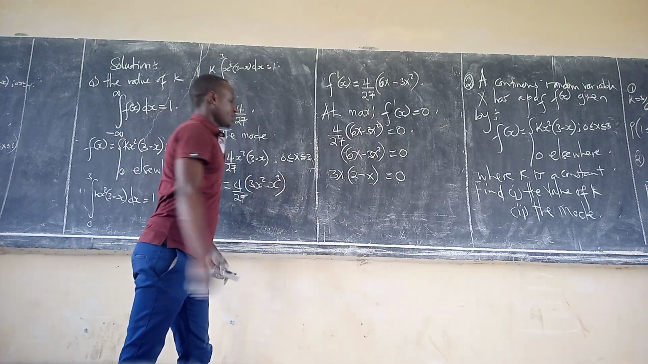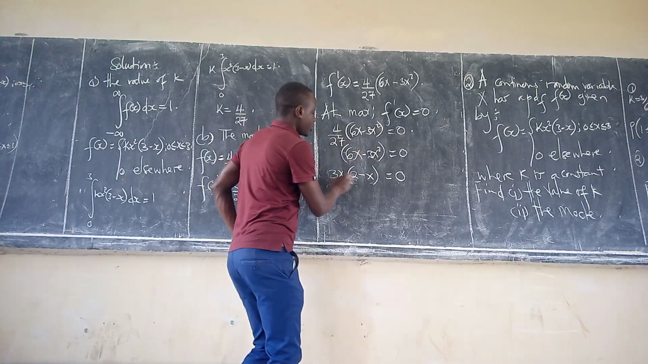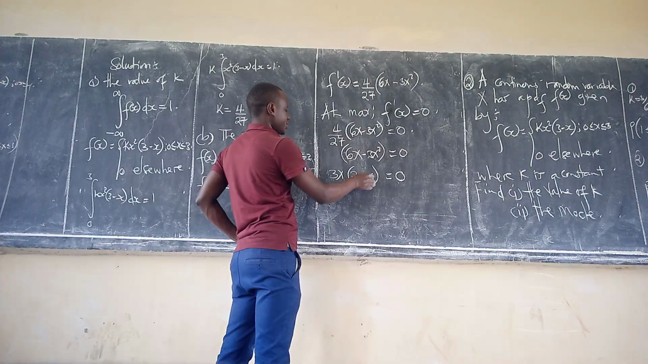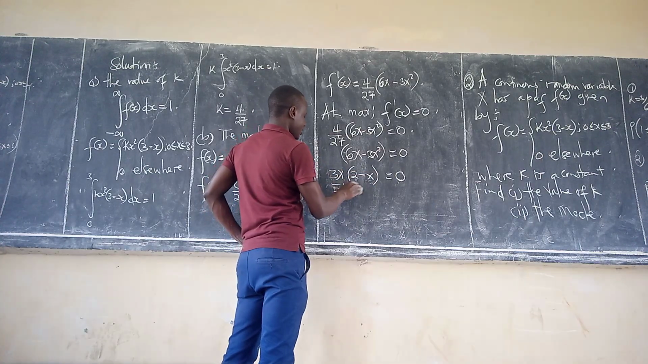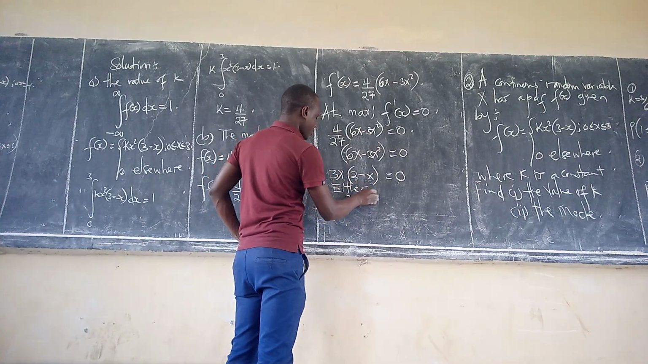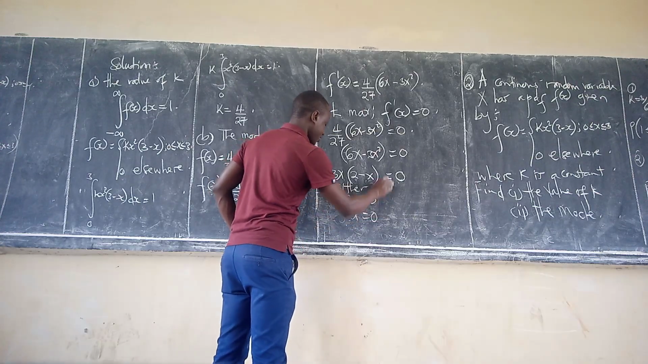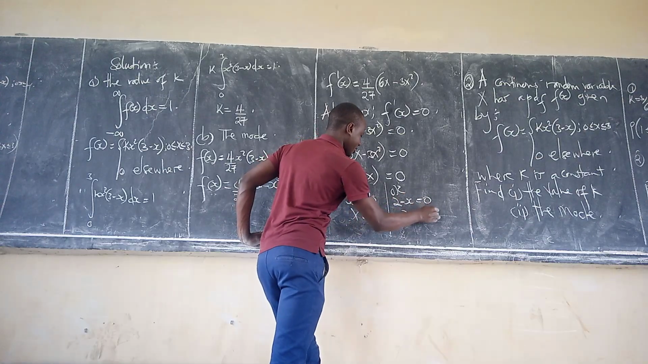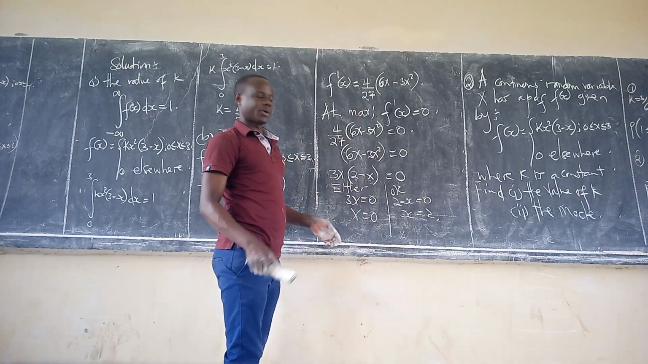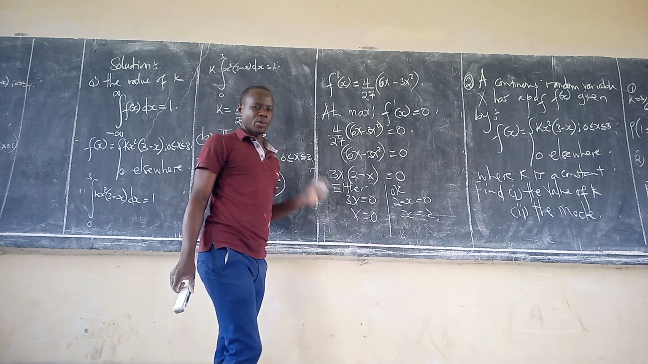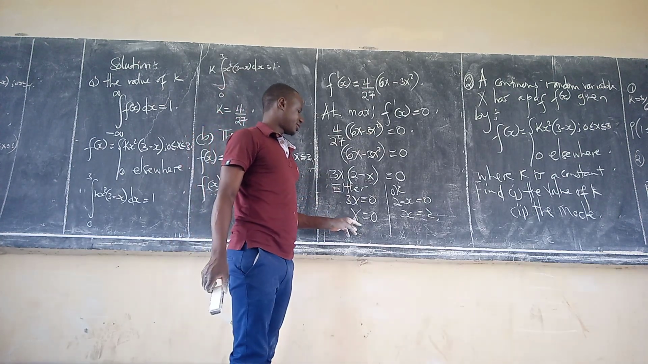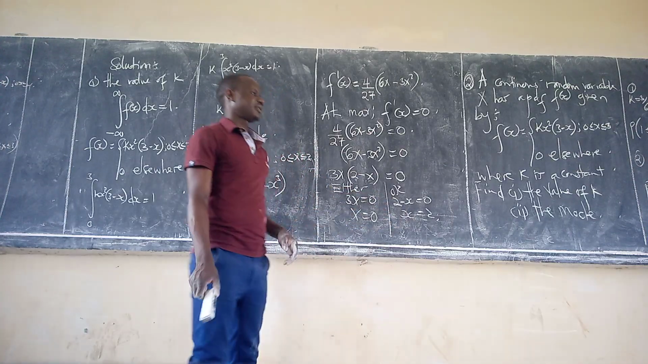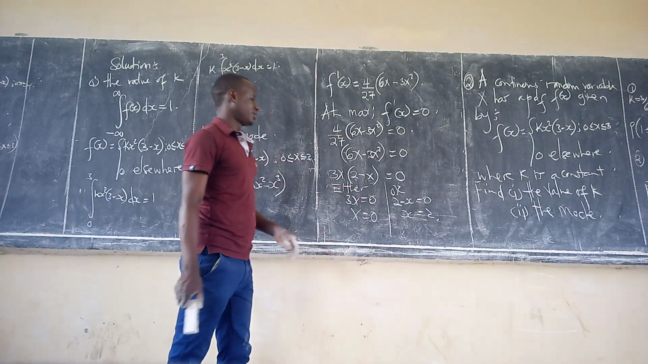So from the zero principle, if you are multiplying two numbers and they are equal to 0, either the first one will be 0 or the second one will be 0. So either 3x is equal to 0 and our x is 0, or 2 minus x is equal to 0 and our x is 2. So one of these two x values is going to be our mode. They are all candidates, probable values that can be the mode.